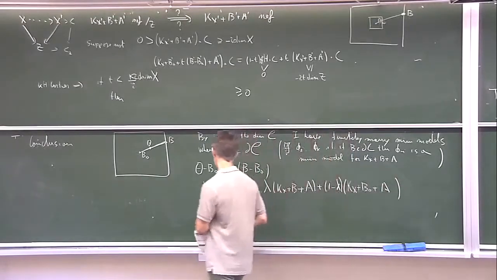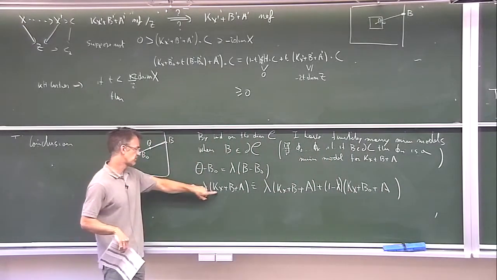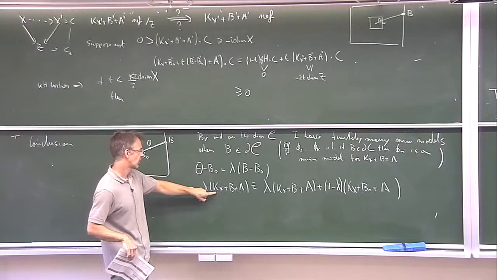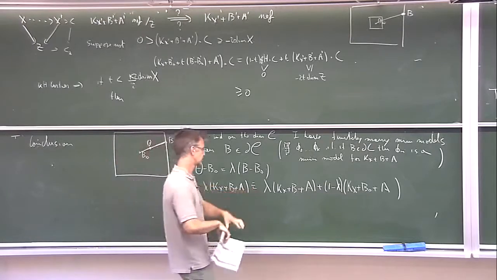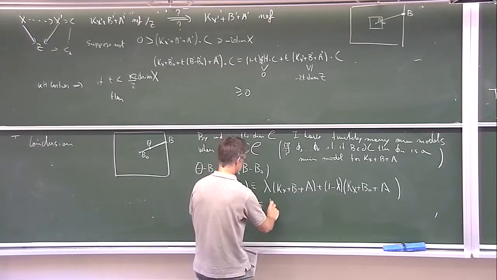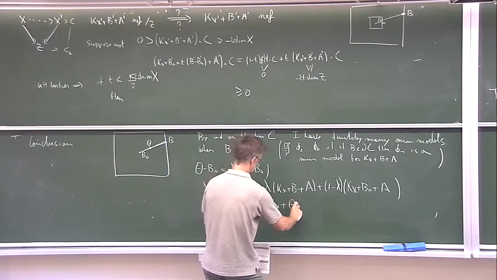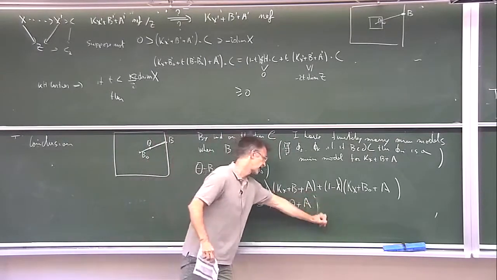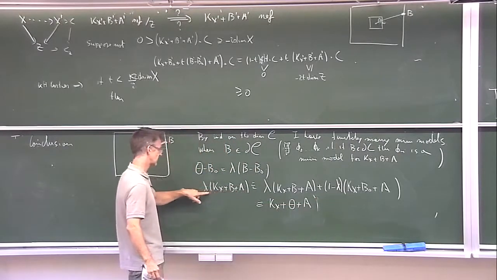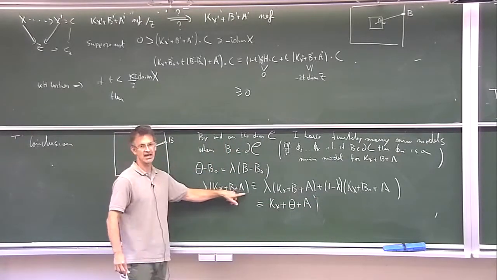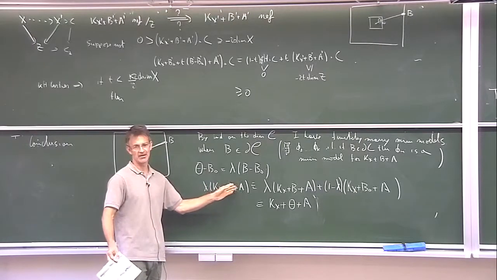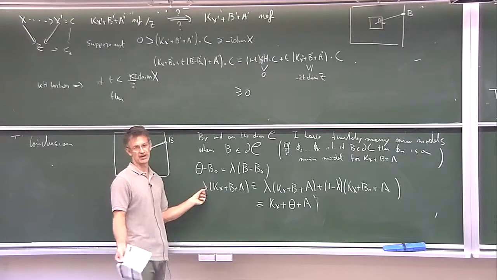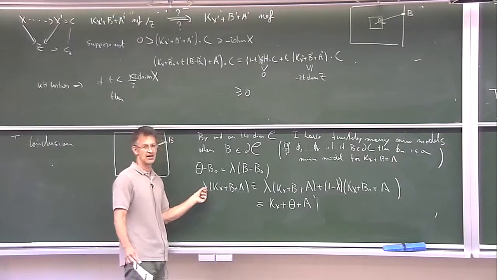Right, so now running a minimal model program for this is the same as for kx plus theta plus a. Okay, so now running a minimal model program for kx plus theta plus a is the same as running it for lambda times (kx plus b plus a), and hence for kx plus b plus a, right? Because something is a flip if and only if the intersection is negative. You don't care if you're multiplying it by a positive number. Okay.